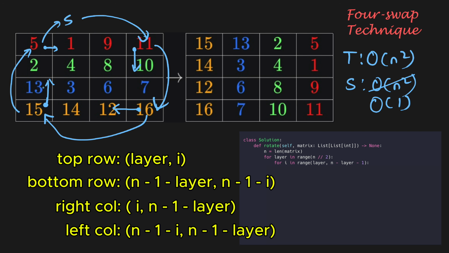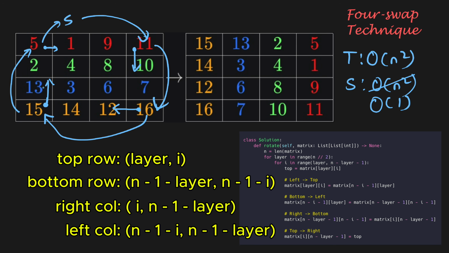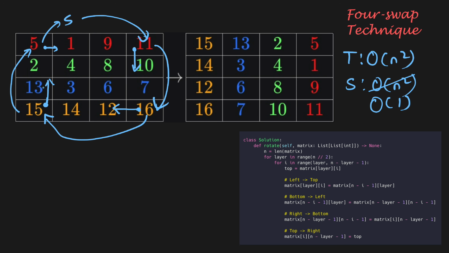And once we identify the positions of the cells, we can simply swap left to top, bottom to left, right to bottom, and top to right. And these swaps continue until all elements in the current layer are processed, and the process then moves inward to the next layer and so on until all layers of the matrix are rotated.